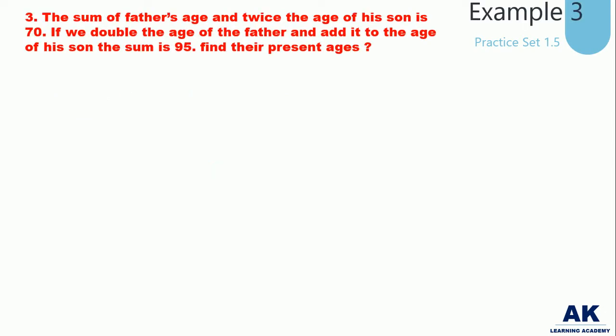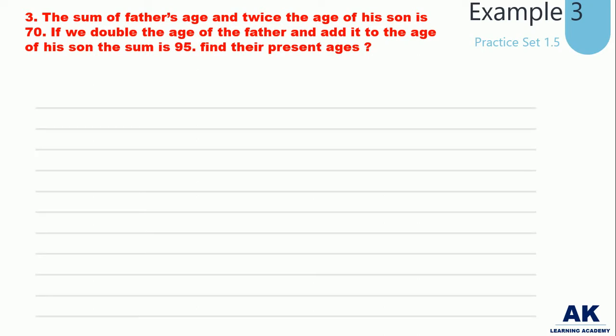Now here is the third question. The sum of the father's age and twice the age of his son is 70. If we double the age of the father and add it to the age of his son, the sum becomes 95. Find their present ages. Okay, now let's consider the father's age is X and the son's age is Y, right?